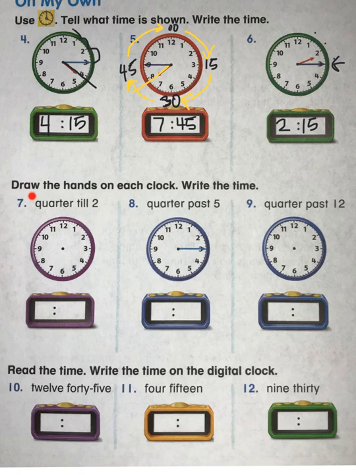On number 7, it's now asking us to draw the hands on each clock and write the time. So, on number 7, it says it's a quarter till 2 o'clock. So till means not there yet. It's a shortened way to say until. So if I were to say, we are not gonna go to the park until your dad gets home. That's the same thing as saying till your dad gets home. So when we're saying it's a quarter till 2, it's not 2 o'clock yet.